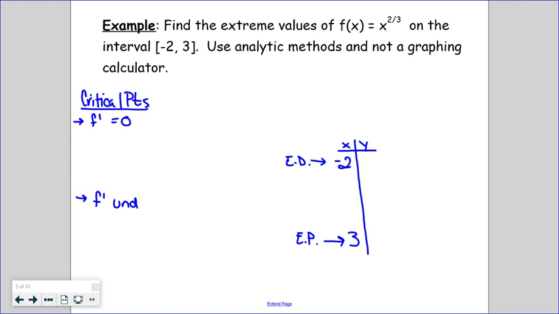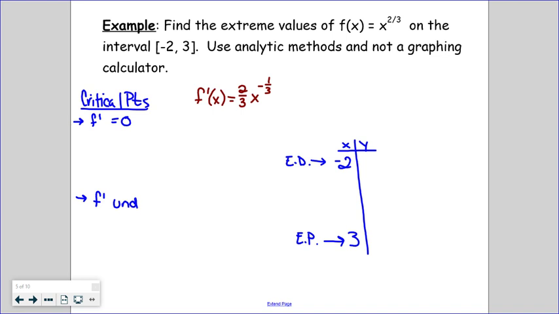So let's go find our derivative. Our function is f of x equals x to the 2/3. That's just a power rule. So our derivative would be 2/3 x to the 2/3 minus 1, which is -1/3. Okay, good so far. I will tell you right now that that was great until we need to use it to do things like find where it equals 0 and find where it's undefined.